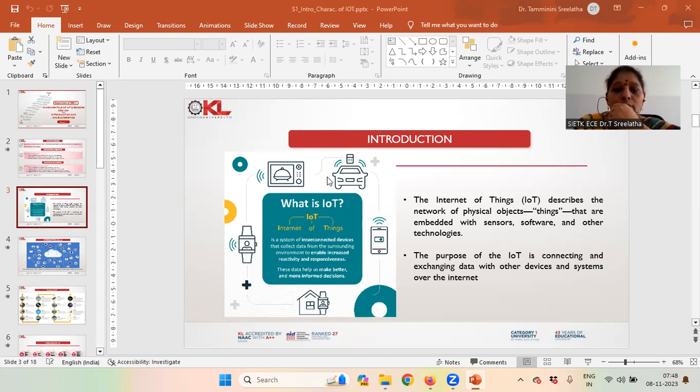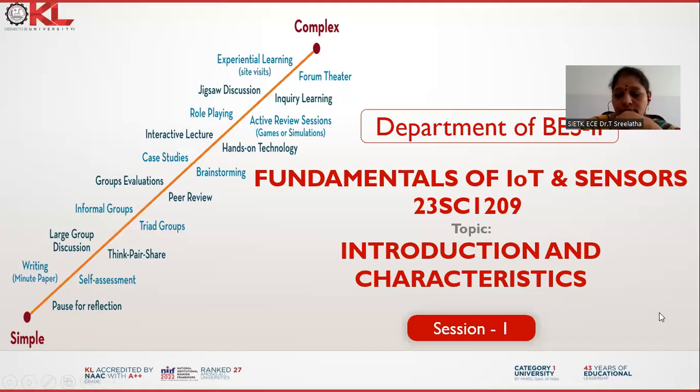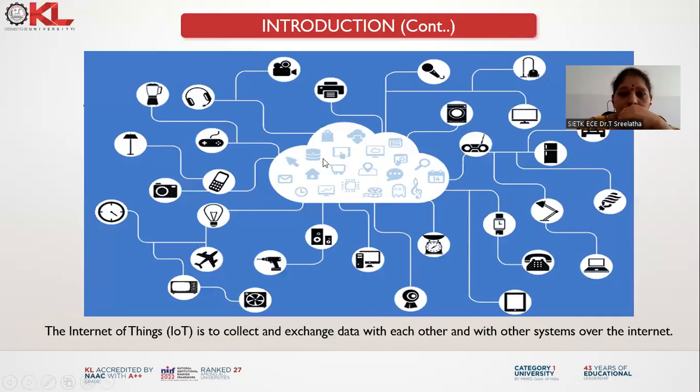So here we are showing an example of where IoT stands. We can operate by using our mobile phone, our car, and a smartwatch is one of the examples. We can operate our microwave oven. All these are examples of IoT. If you observe the picture, these are all the applications of our IoT. So simply I can say that Internet of Things is to collect and exchange data with each other and with other systems over the internet. All these are examples of our IoT.